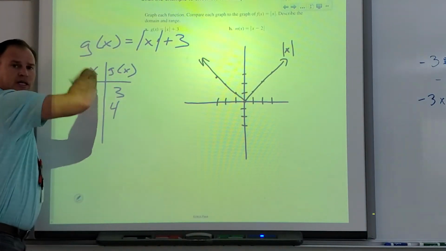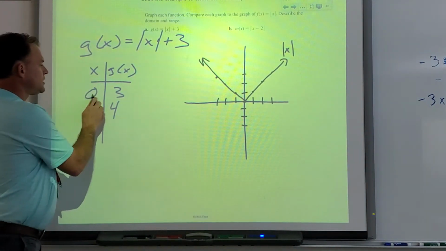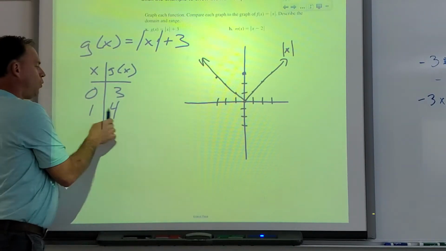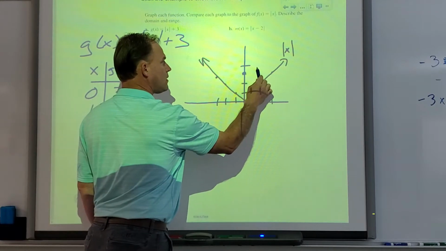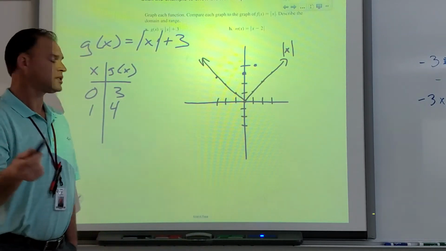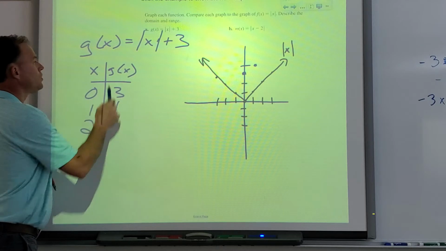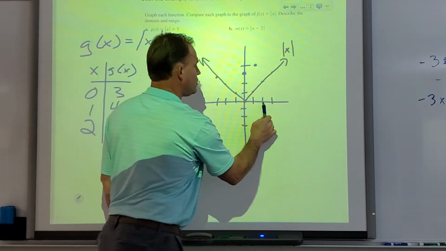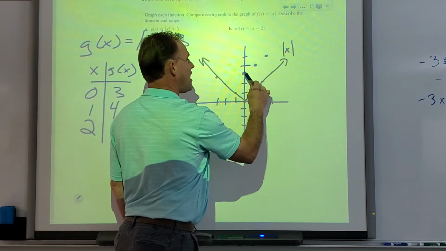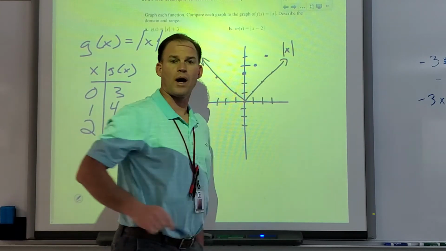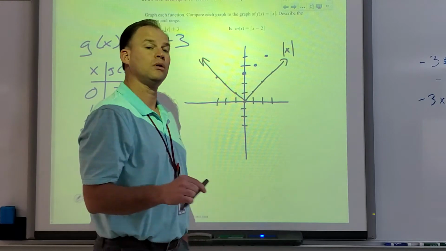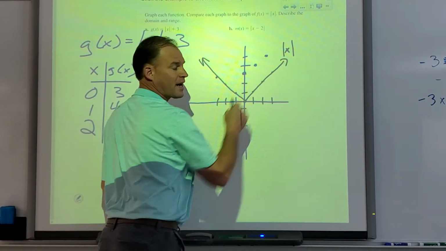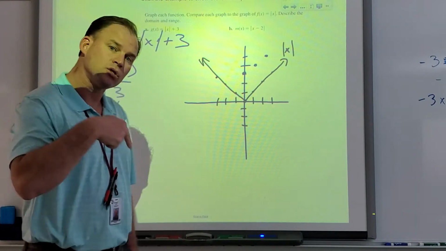Now let's focus on this one, G here. 0, 3. So let's go right 0, up 3. 1, 4. Right 1, up 4. If I plug in 2, absolute value of 2 is 2, plus 3 is 5. 2, 5. I've got that same up 1, right 1, the same slope. Up 1, right 1 on the original, up 1, right 1 on this one, but I haven't found that vertex yet. So let's plug in another number.